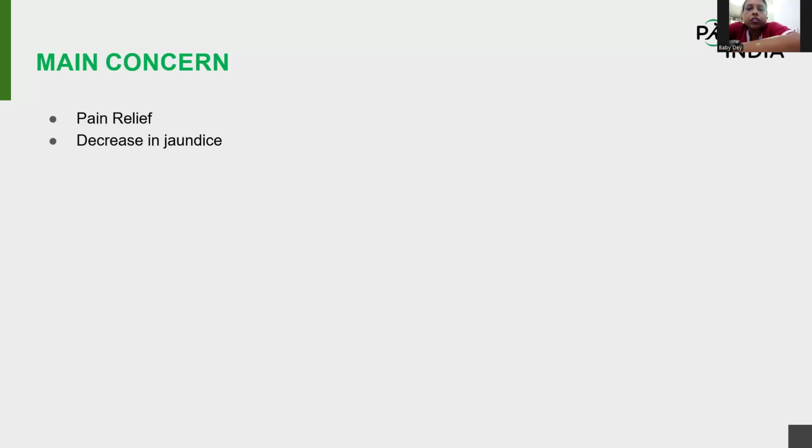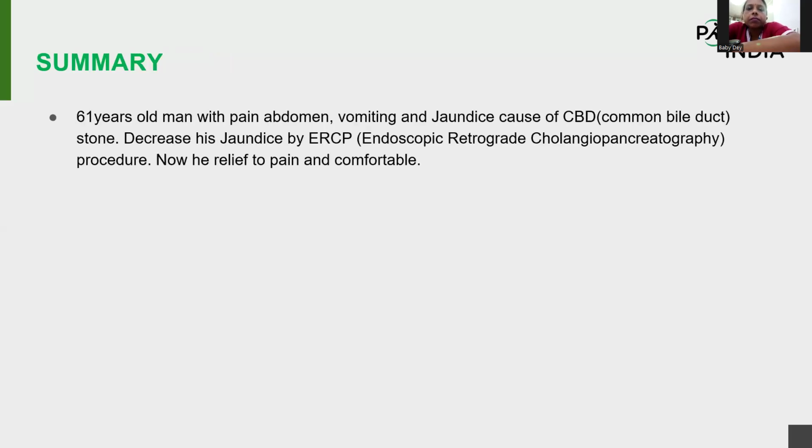Main concern: pain relief or decrease in jaundice. Next slide, please. Summary: a 61-year-old man with abdominal pain, vomiting and jaundice caused by a CBD, common bile duct stone. A decrease in jaundice was achieved by ERCP, endoscopic retrograde cholangiography procedure. Now he is relieved of pain and comfortable.